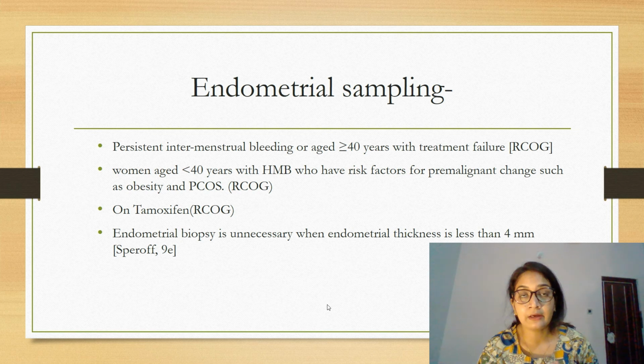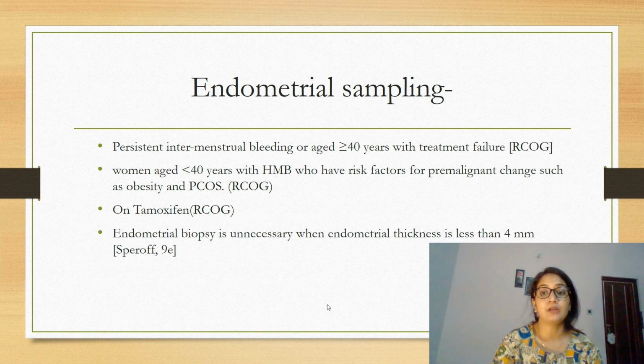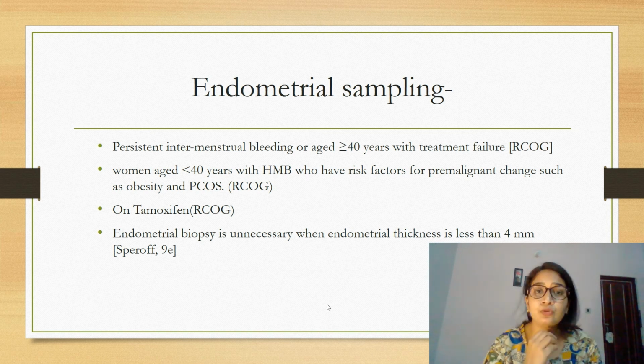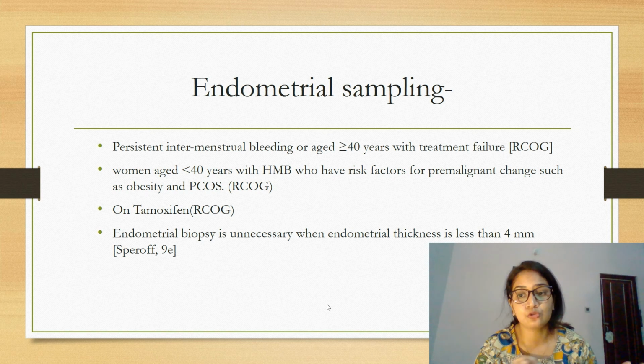Women who are having breast cancers on tamoxifen need to have an endometrial sampling if they are having abnormal uterine bleeding. And where we don't need to do endometrial sampling is in women who have an endometrial thickness on ultrasound of less than 4 millimeters; we just don't do it.